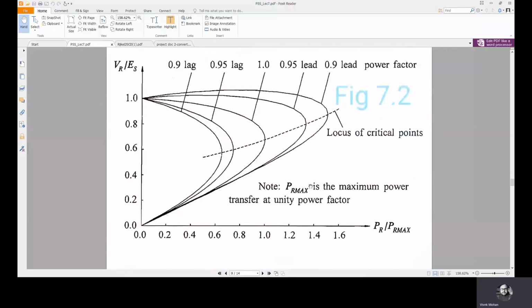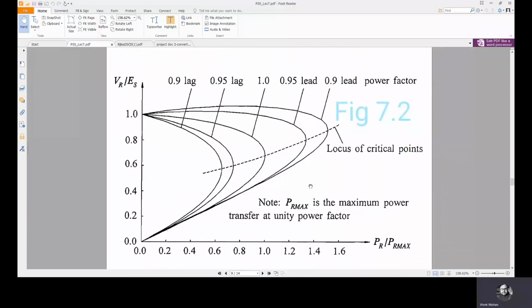Here you see PR by PR max on the horizontal axis and VR by ES on the vertical axis, and different curves are drawn with respect to different power factor values. That is, keeping the power factor constant, we are increasing the receiving end power. So we are analyzing what happens to the receiving end voltage profile.